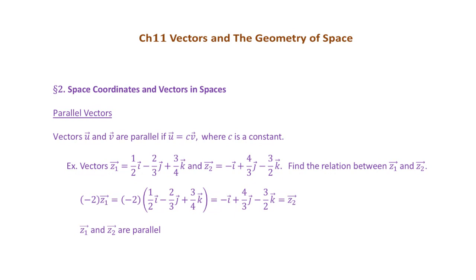So z1 and z2 are parallel. Sometimes people call it anti-parallel if they point in opposite directions, but you can also call them parallel in general. So this is the last example in this section. Any questions for this section?